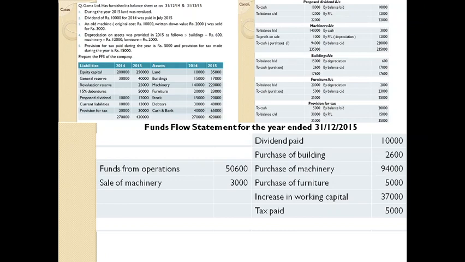Some items, for example interim dividend paid, you need not prepare an account for, but that adjustment amount has to be considered in the fund flow statement. Since we are not preparing an account, you will be neglecting that amount. So remember that once you have dealt with the non-current accounts, just go through the additional information, whether you have covered all the information or not.